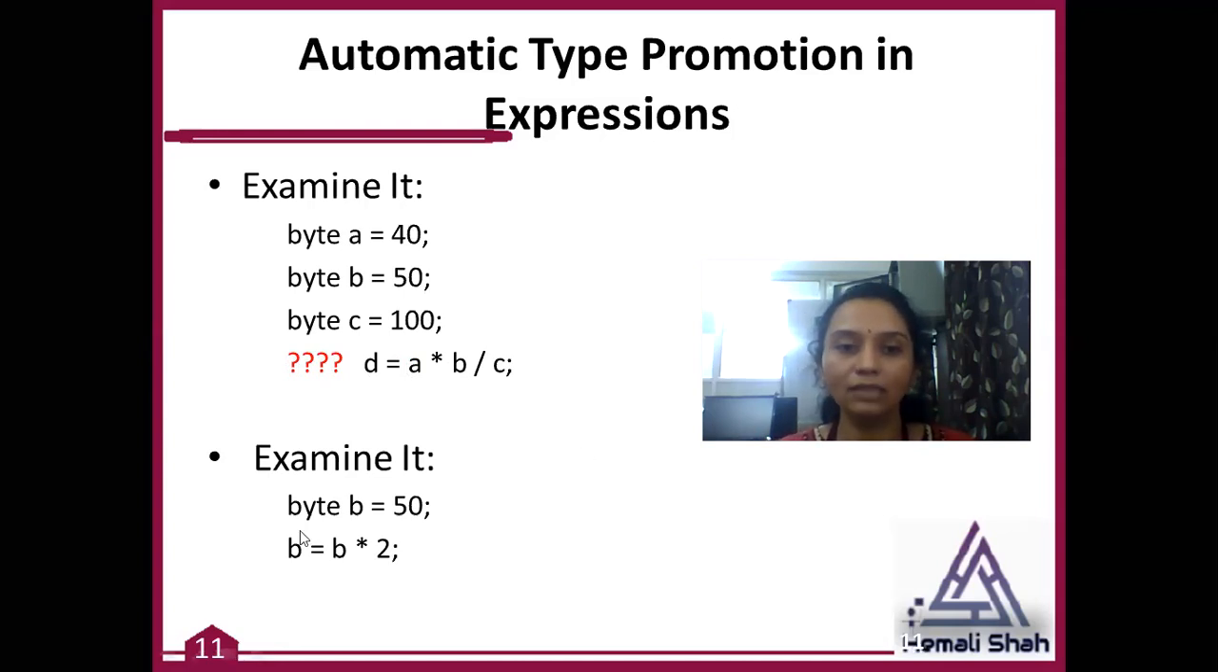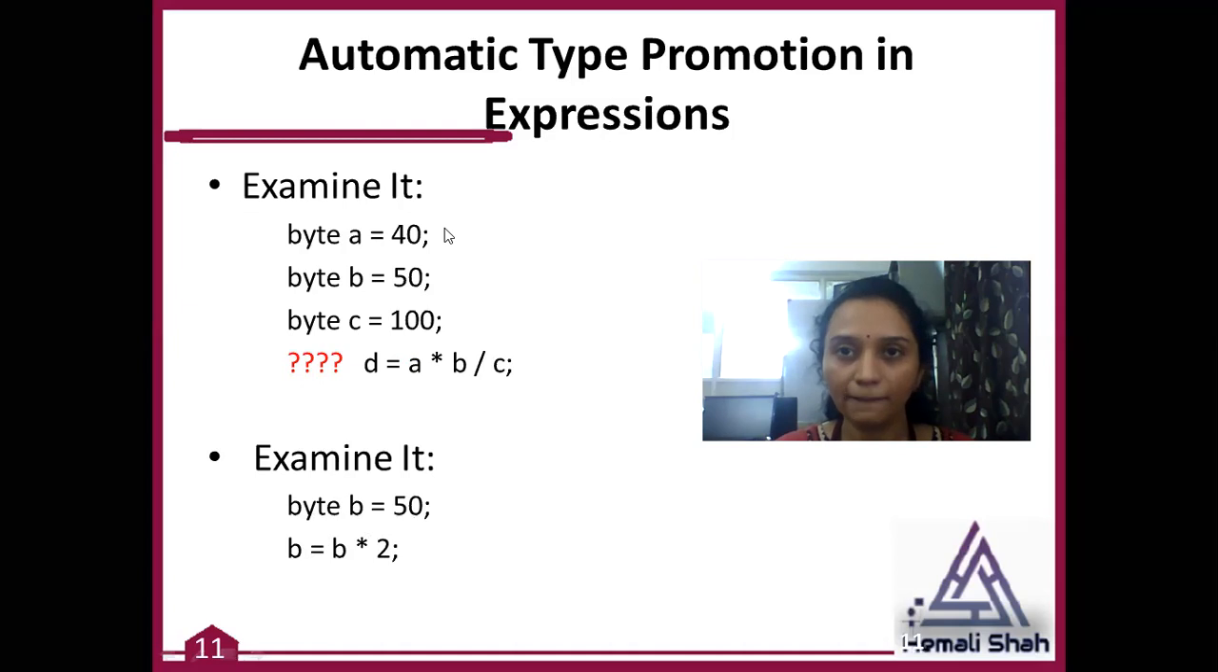Examine this: what should I write over here? Will it work, or will it generate an error? Here, byte b equals 50, and b equals b multiplied by 2. So in the expression you have used one data type as byte, and the other is 2, which means the literal 2 is an integer value.